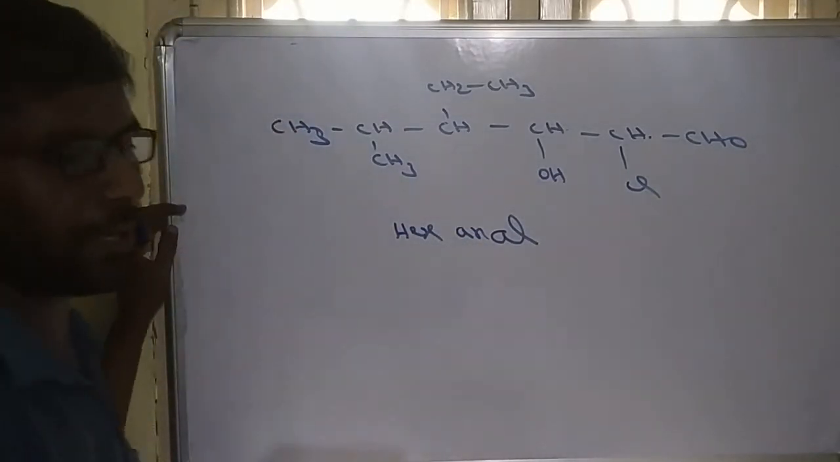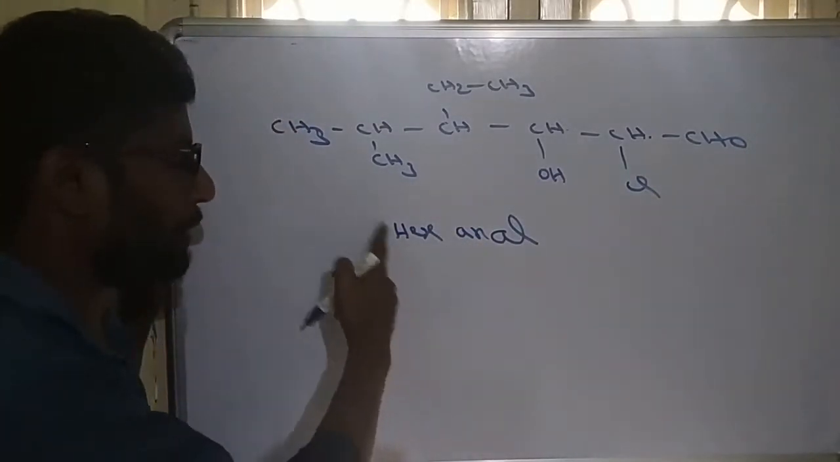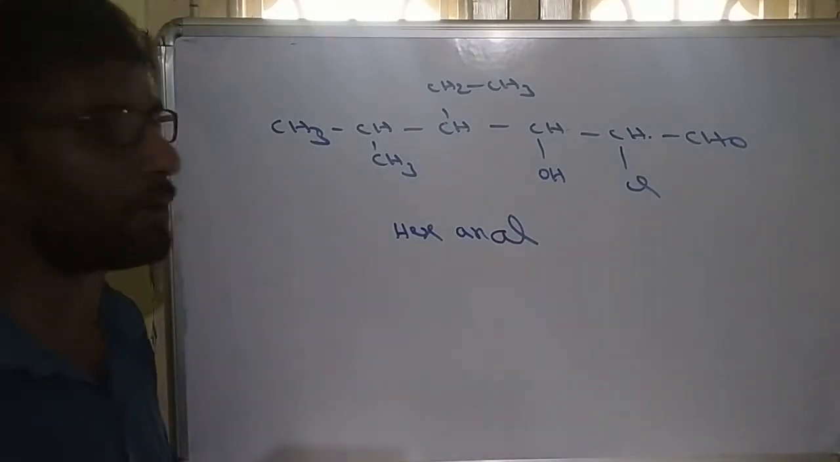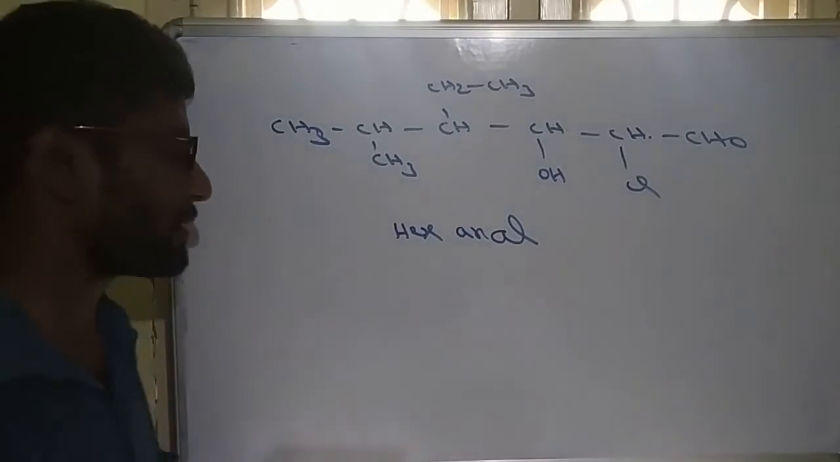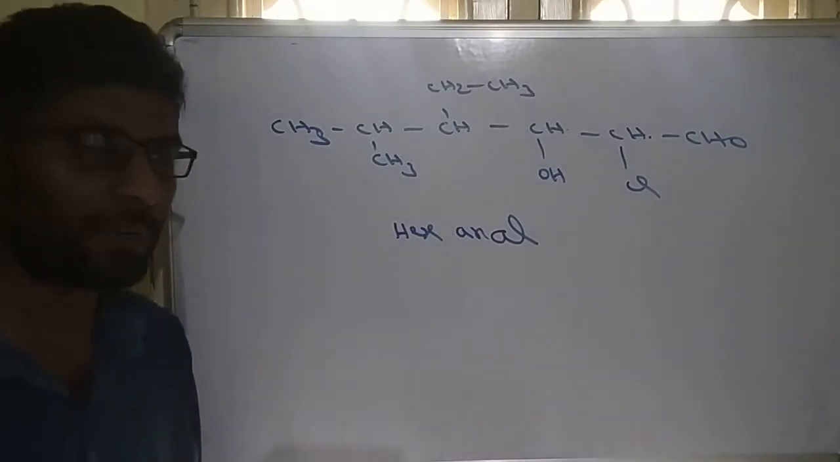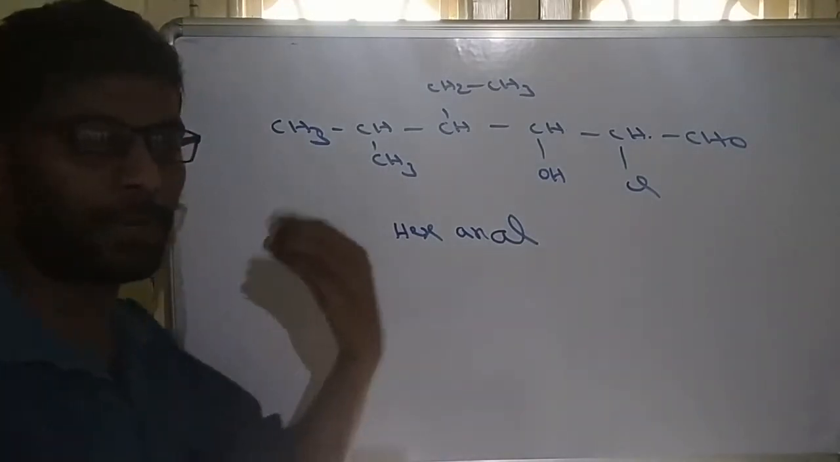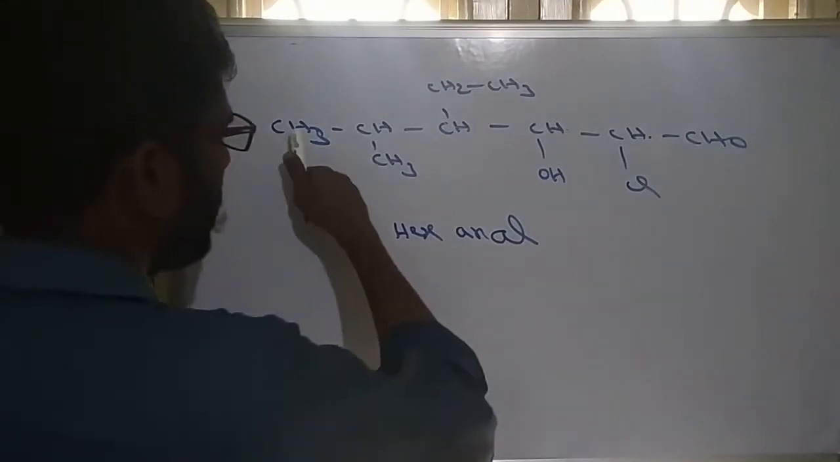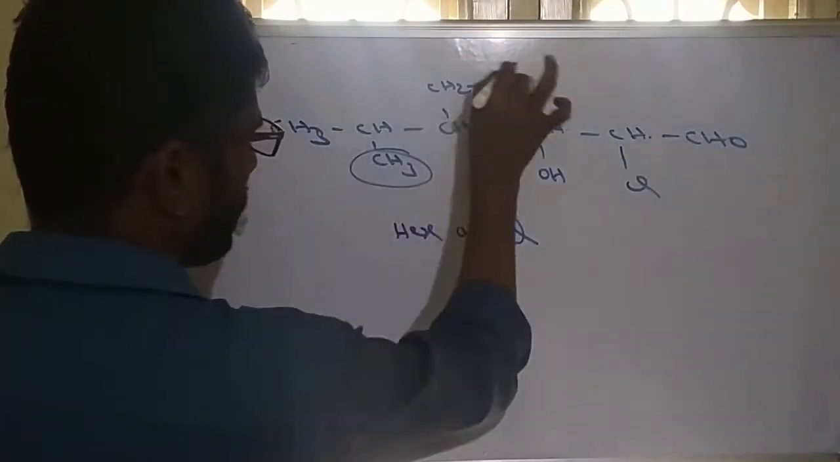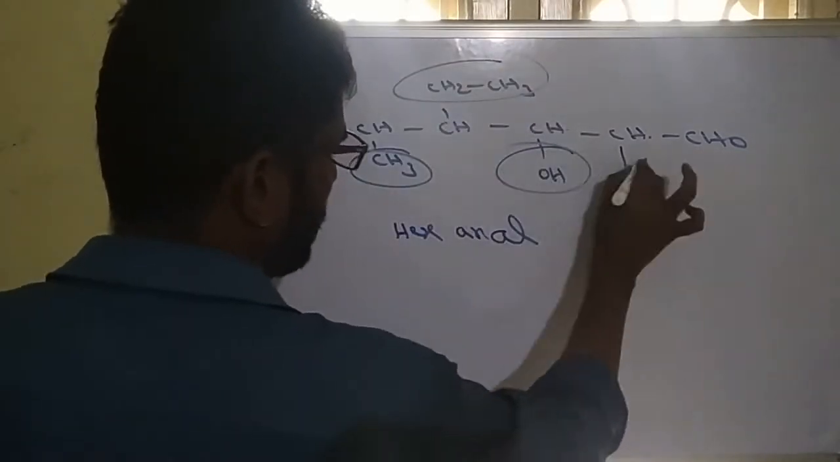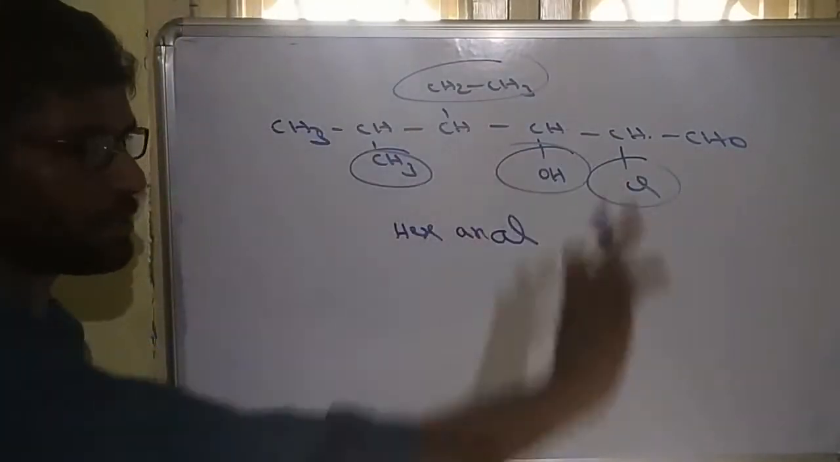Before the root word we write the primary prefix. But primary prefix is applicable to cyclic compounds. This is not cyclic, it is an open molecule. So there is no primary prefix. So directly we go for the secondary prefix. Secondary prefix means simply branchings. This is the chain we have taken. So if this is the chain, this should be a branching, this should be a branching, this should be a branching, and this should be a branching. So all these are branchings.